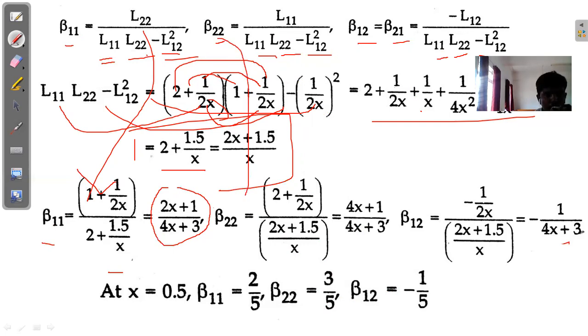Similarly, beta 2 equal to 2 plus 1 by 2x. L11 L22 minus L12 square equal to this answer here. So finally, solving this one, we get the answer equal to 4x plus 1 by 4x plus 3.